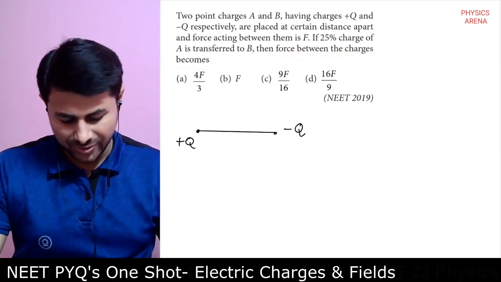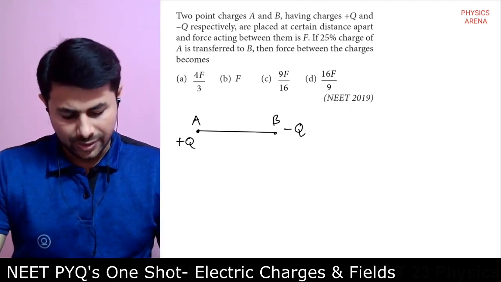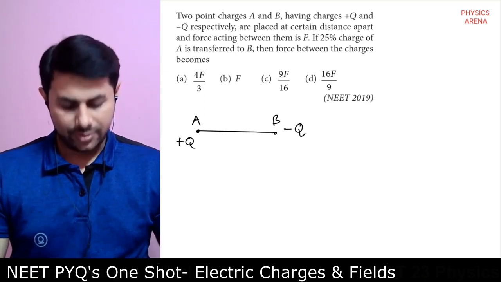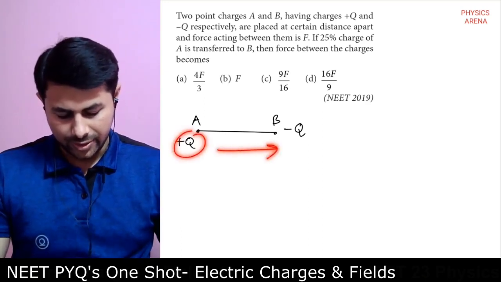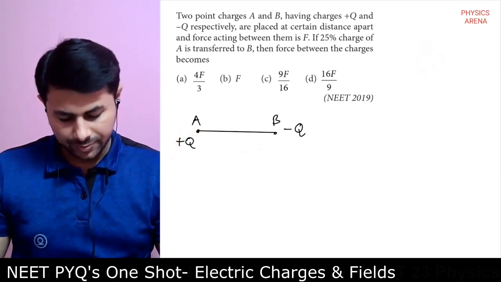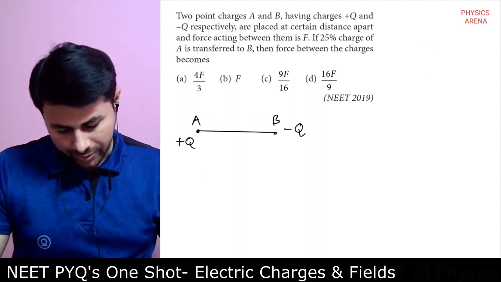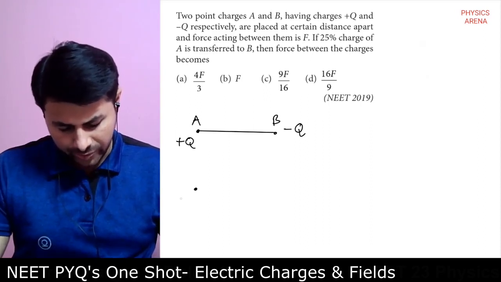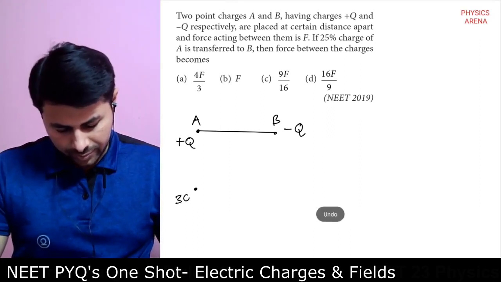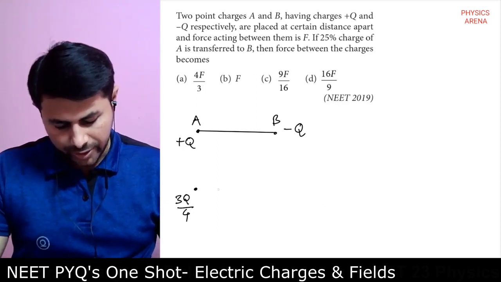So this is plus q, minus q. This is A and B. Now when 25% charge from A is transferred to B, from here to here. So 25% means what? 1/4, right? So 1/4 of the charge is transferred. How much charge will be left? 3q by 4. And the distance between them is the same. So this is positive 3q by 4.